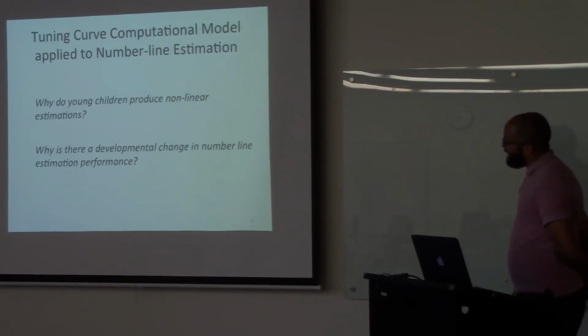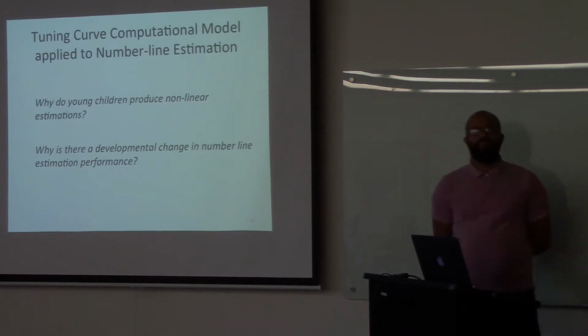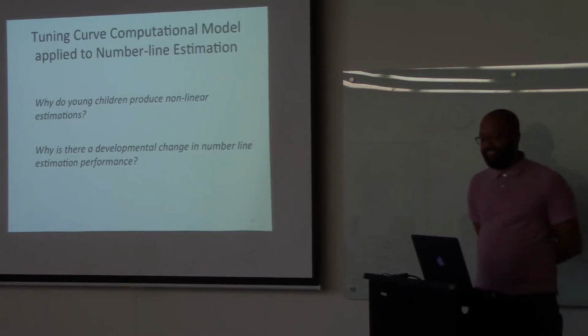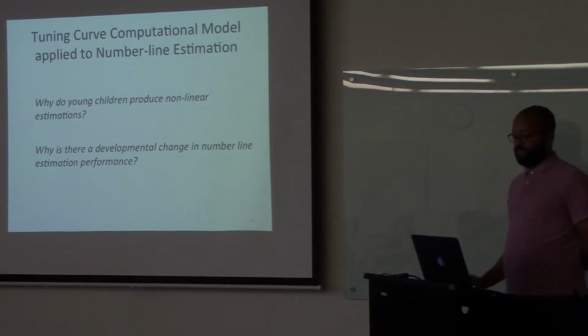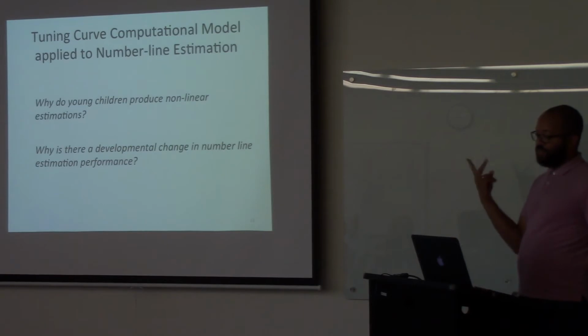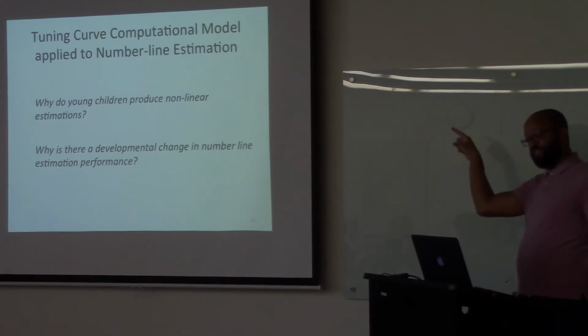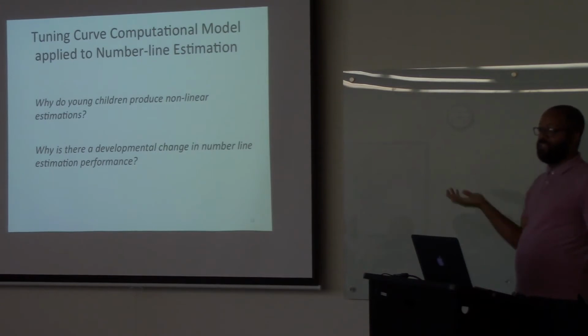So what I did back in 2009, 2010, is try to create a computational model of those neural tuning curves and try to relate how those look with how people are doing on this task for young children, older children, and for adults. So the two questions are, why do children produce those nonlinear estimations, the exaggerated logarithmic shape, and what is the developmental change here? Why are they getting better at this?